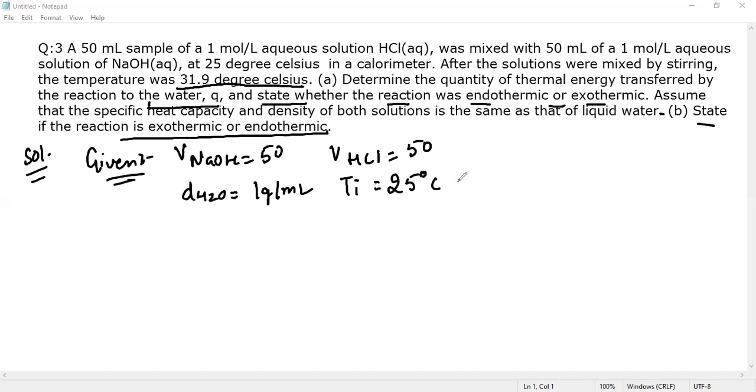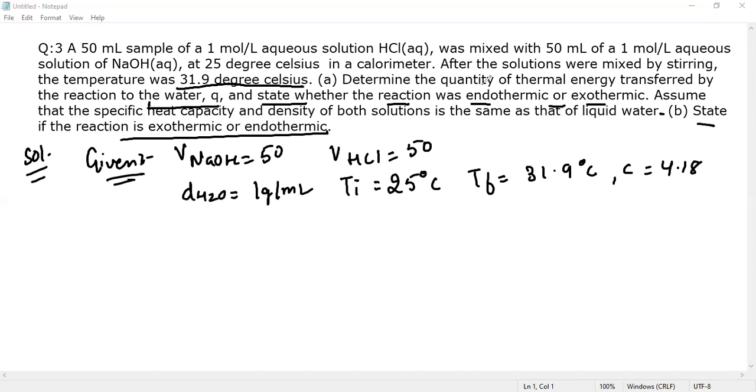And then what else is given? T final, I'm writing it as TF. Now what is the final temperature? So he is saying it is 31.9 degrees Celsius. Also, after the solutions were mixed, the temperature was 31.9 degrees Celsius. So we will go ahead and write it here. And then specific heat, you already know, we will take it as 4.18, right?